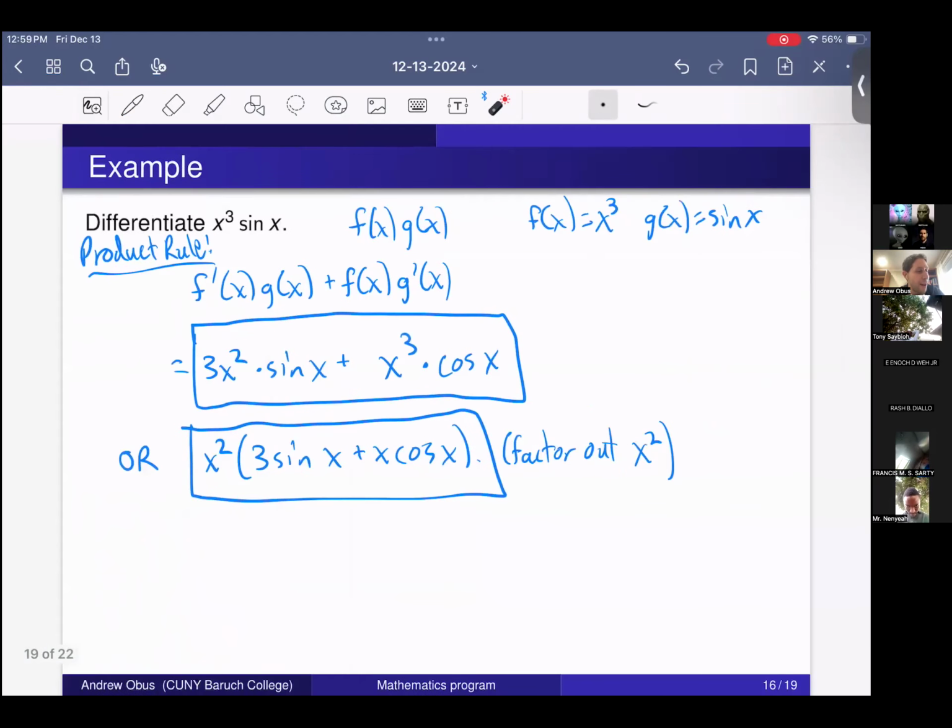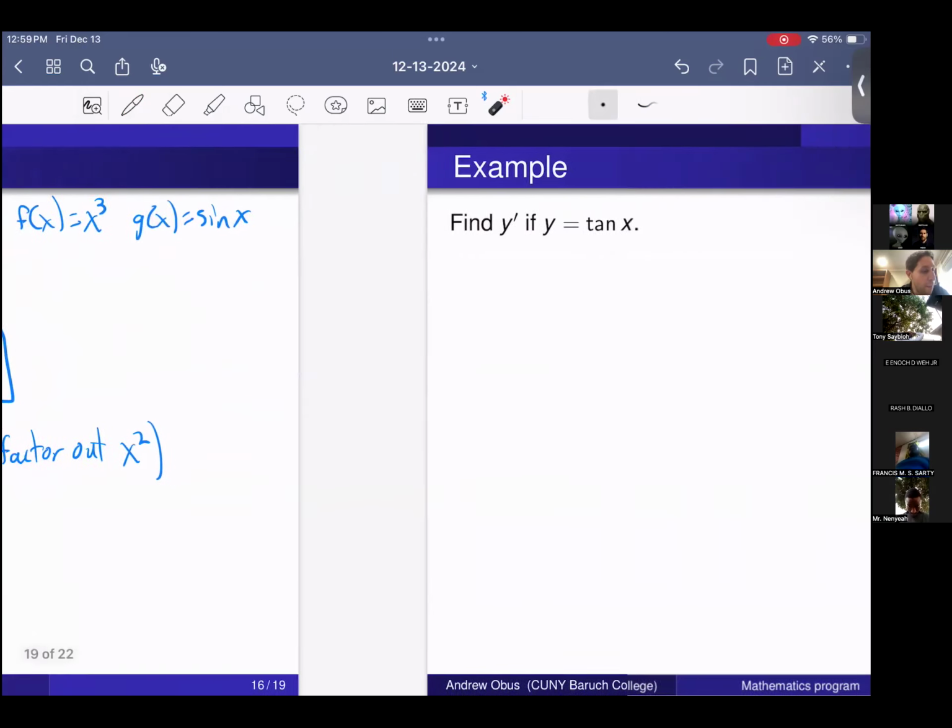So that's why we have that g prime. Again, I'll label these all. This is f prime, this is g, this is f, and this is g prime. Okay, so this is a product rule example where we need to use the product rule and knowing what the derivative of sine is. Okay, so we're just about out of time.